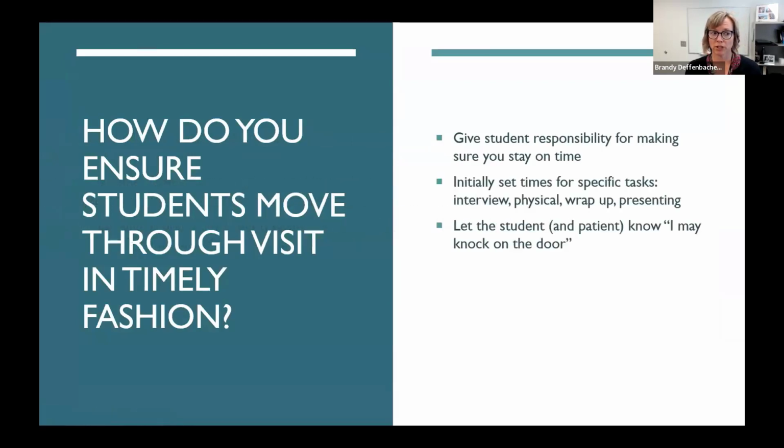Along with efficiency is, how do we ensure that they can move through a visit in a timely fashion? One is giving them the responsibility for monitoring the clock, giving them some specific times. So they go into the 8 o'clock patient at 8:05, and you say, okay, I want you to take 10 minutes to take a history, and then you're going to come back out. We're going to go back in, and maybe we'll present at the bedside. We'll do the physical exam together. Giving them very discrete amounts of time helps them understand what the expectations are, and helps them watch the clock.